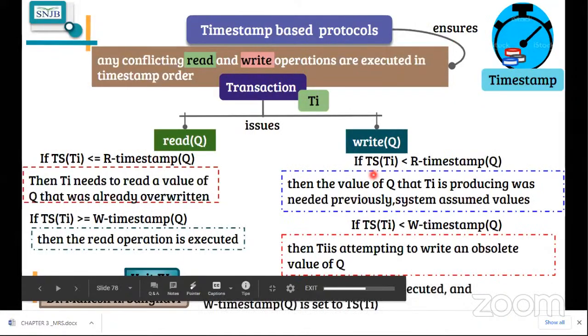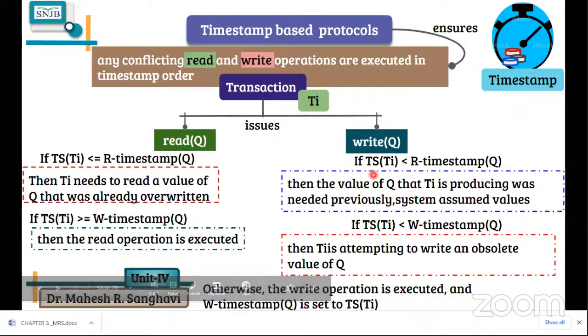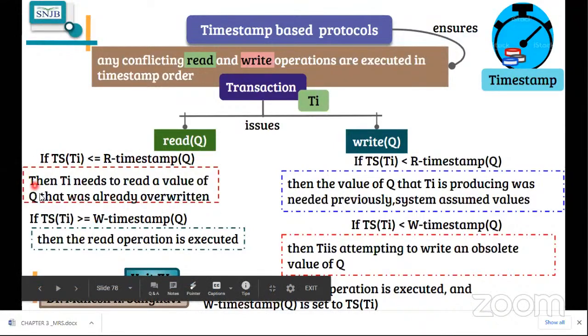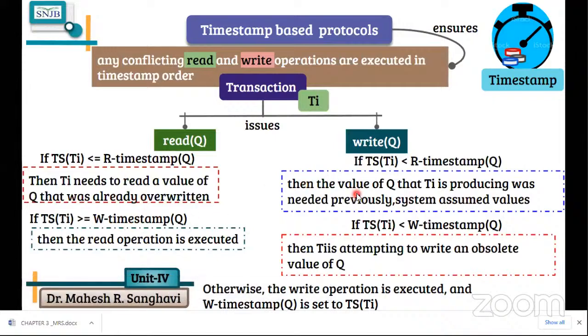Okay, I hope it is right now, right? So all dear students, you need to focus on the conditions only. If TS of TI is less than or equal to R timestamp, same conditions are here, then TI needs to read a value Q that was already written. Here my concern is that you need to only focus on what the conditions are and what is written. Accordingly, we can perform this timestamp.